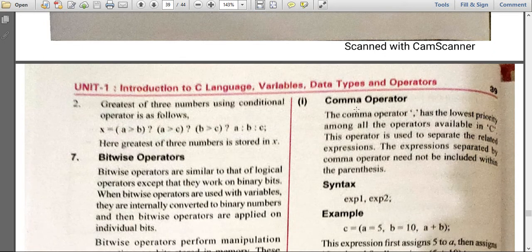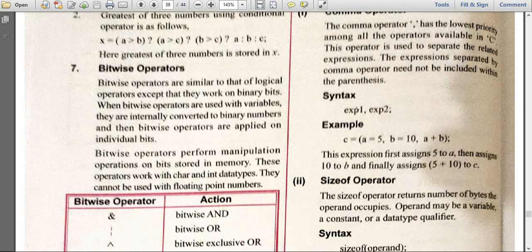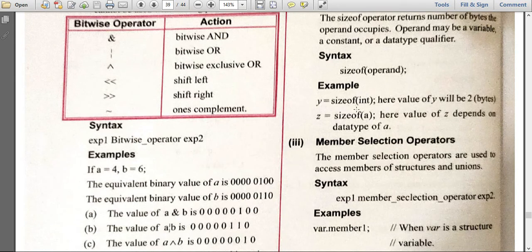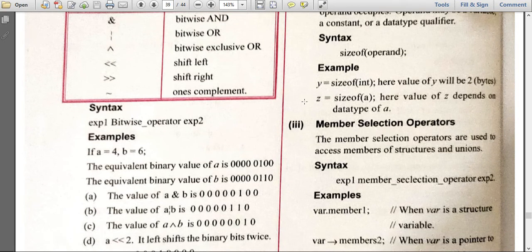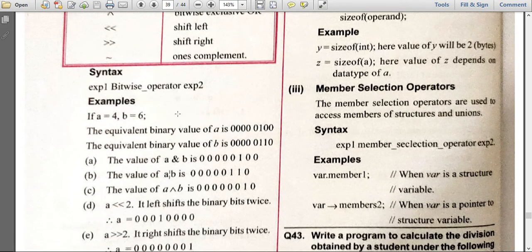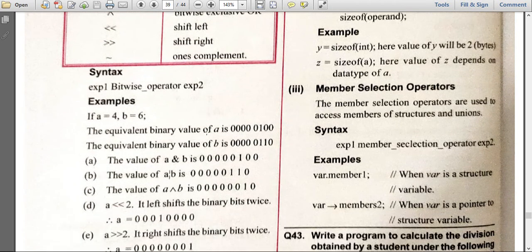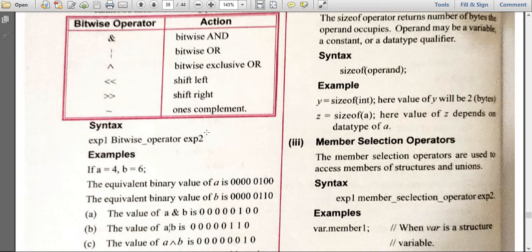Next, we have bitwise operators. These operators are used to perform operations at the binary level. In the last semester, we saw how to convert a normal decimal number to a binary number. In the same way, it will perform operations at the binary level: binary addition, binary subtraction, and, or, not, shift left, shift right, and ones complement. All these things will be performed at the binary level.